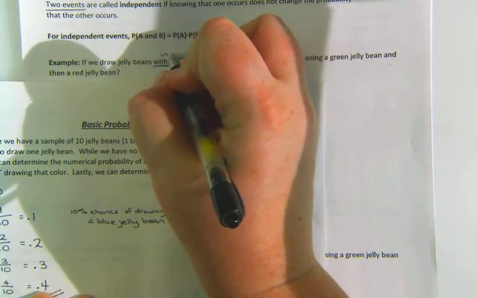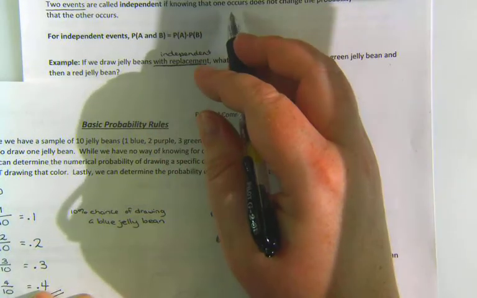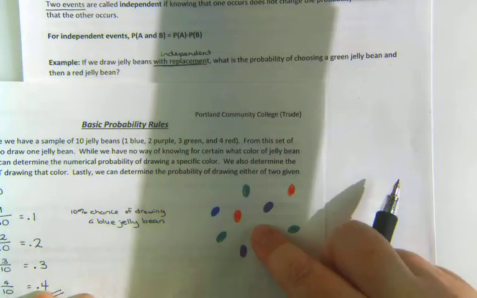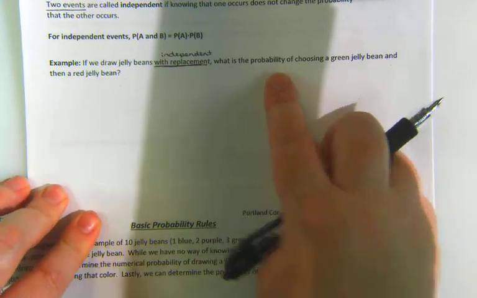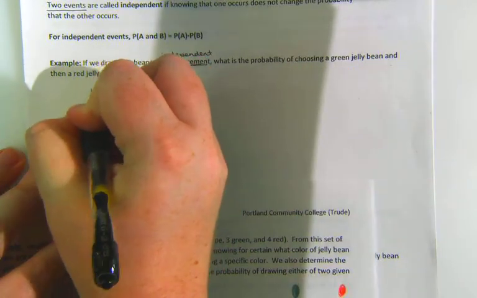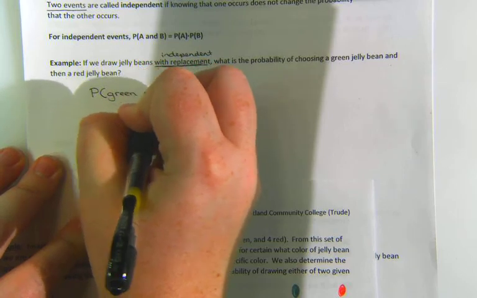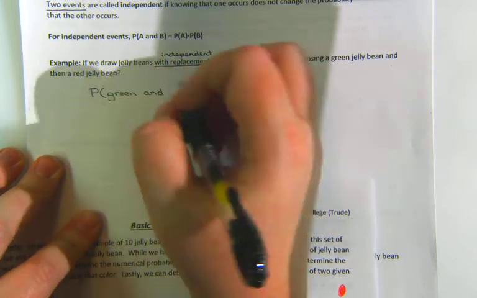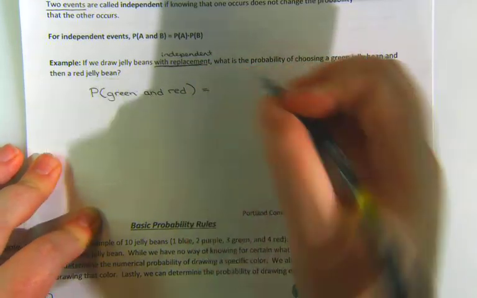So if we're working with replacement, it's a nice way to make sure things don't change. And what this does is it guarantees independence. It makes the events independent because the probabilities aren't changing if we just replace it. So what's the probability of choosing a green jelly bean, and then a red jelly bean?